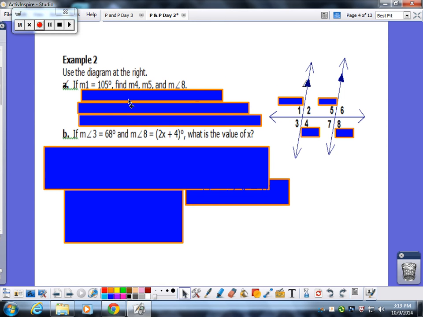In this picture, it tells us that angle 1 is 105 degrees. Using that information, we can find all the other angles in this picture based on 1 being 105 degrees. Angle 4 is also going to be 105 degrees because they're vertical angles. Angle 5 will also be 105 degrees because they're corresponding angles. And angle 8 is also 105 because they are alternate exterior angles.